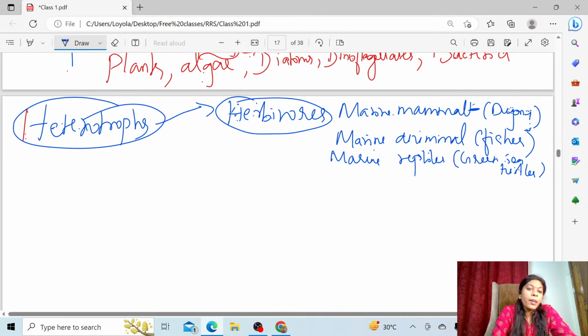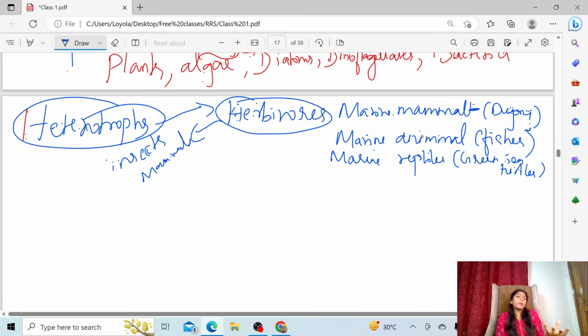Same way, on land also we have insects which feed only on plants. And some mammals and reptiles which feed only on plants. As an example, tortoises and turtles only feed on plants. Like this, lichens, they will eat all these things only. So they are called herbivores.